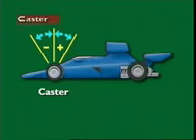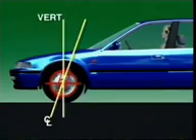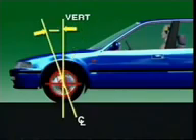This section examines caster. This is the steering axis centerline. Seen from the side of the vehicle, it is normally tilted from the vertical. Caster is the angle formed by this line, and a line drawn vertically through the center of the wheel. Backward tilt from the vertical is positive caster. Forward tilt is negative caster.